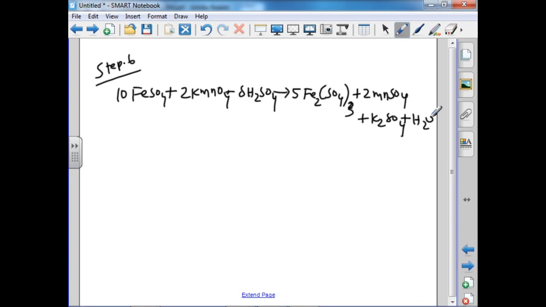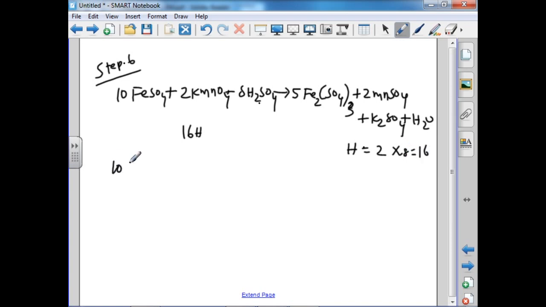So finally, step 6, balance the hydrogen and oxygen. All the other atoms are balanced except hydrogen and oxygen. So how many hydrogen in the reactant side? 8 into 2, 16 hydrogen in the reactant side. But the product side has only 2 hydrogen atoms. So multiply by 8 to get 16.